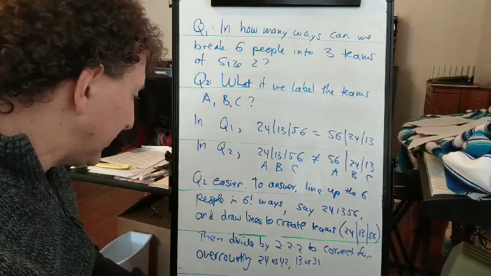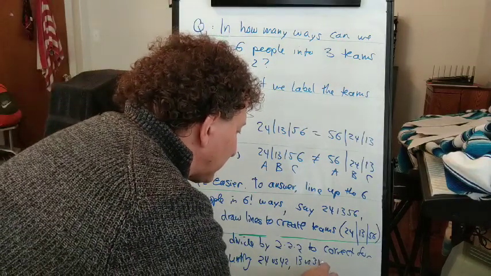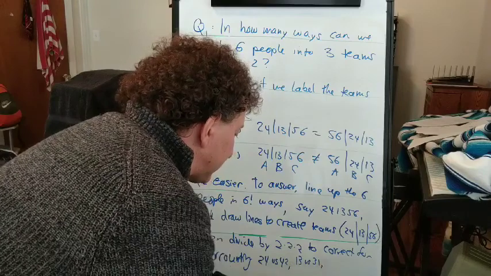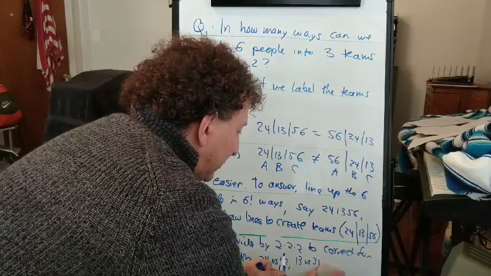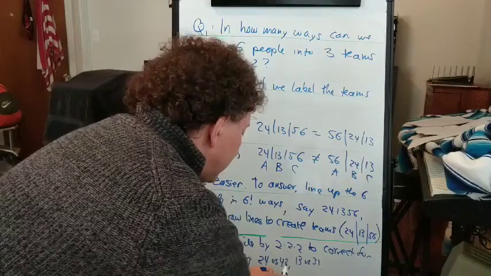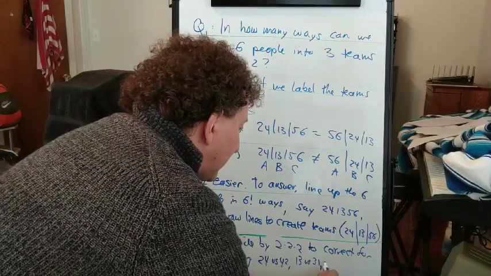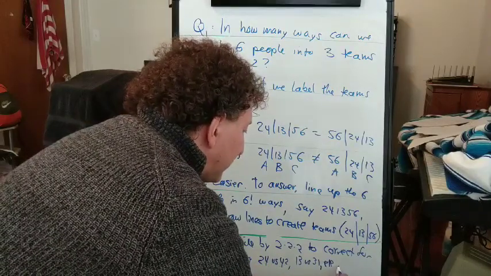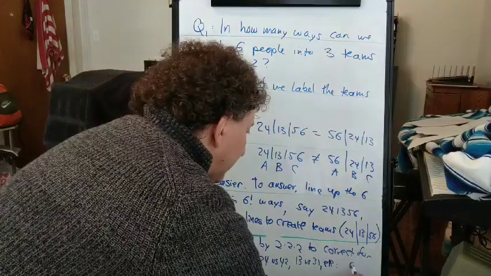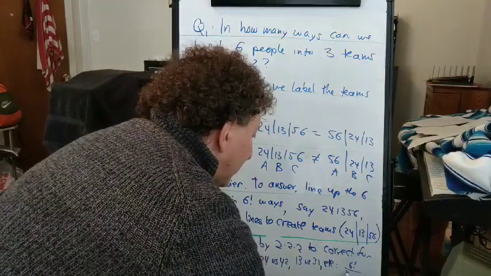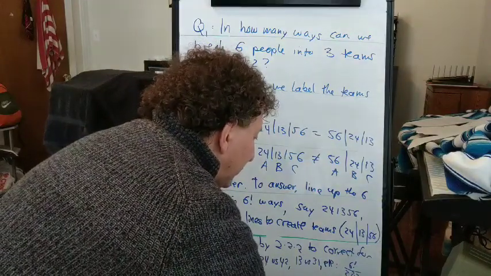Running out of space here, so I will just put a colon here in the answer. Etc. 6 factorial divided by 2 times 2 times 2.